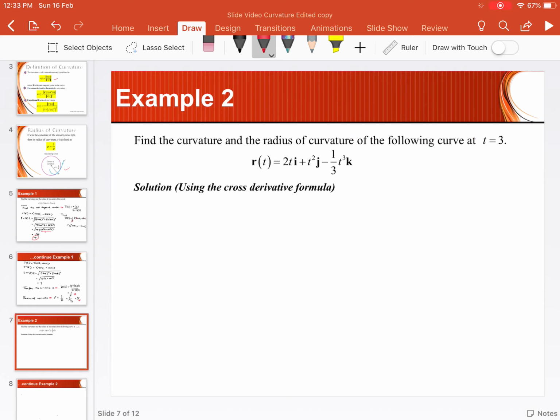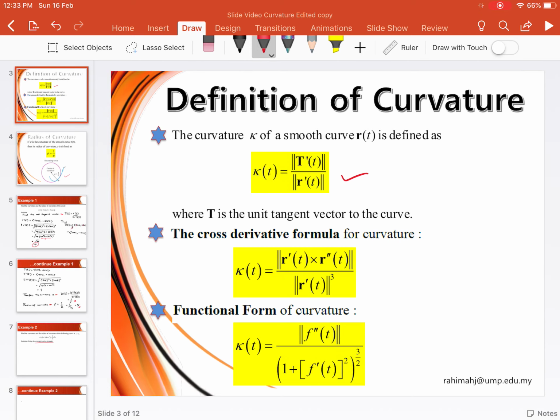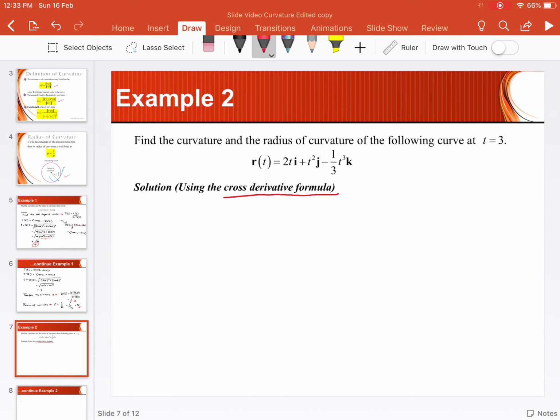Next, example 2. Find the curvature and the radius of curvature of the following curve at t equals 3. For this question, I'm going to use the cross derivative formula. Okay, the second formula, the cross derivative formula. Now of course we need to differentiate our r. So differentiate 2t, we get 2. Differentiate t squared, we get 2t. Differentiate negative 1 over 3 t cubed, we get negative t squared.